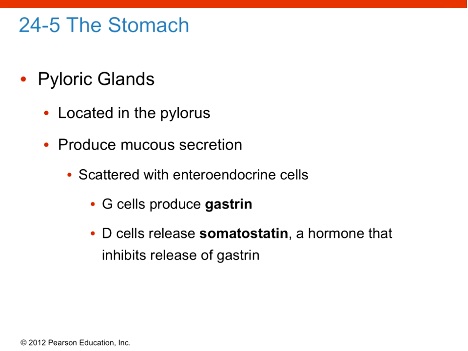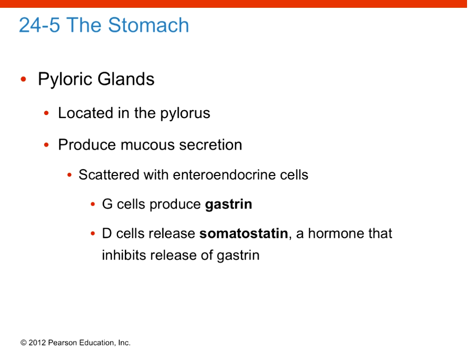So the pyloric glands are located in the pylorus. You have those sphincters I told you about. At the top you have the pyloric sphincter, or it's not the pyloric, it's the gastric. At the top you have the gastric sphincter, and at the bottom of the stomach you have the pyloric sphincter. When you think of pylo or pyloric, a lot of times you think of a pyromaniac, someone who likes fire.